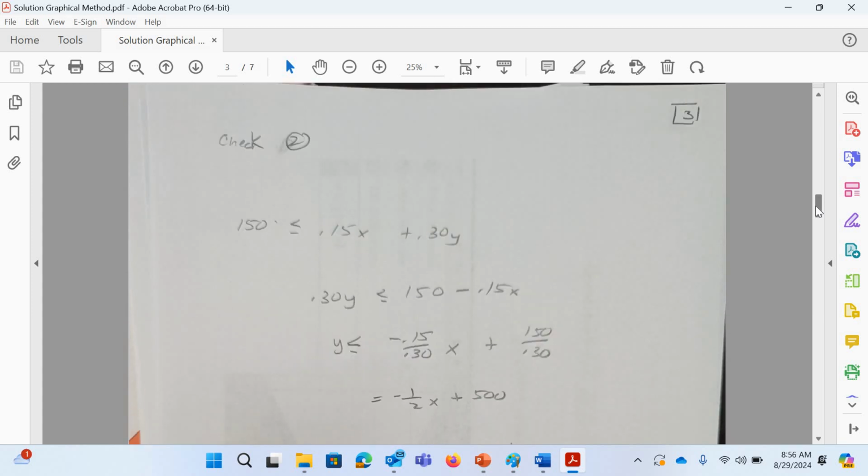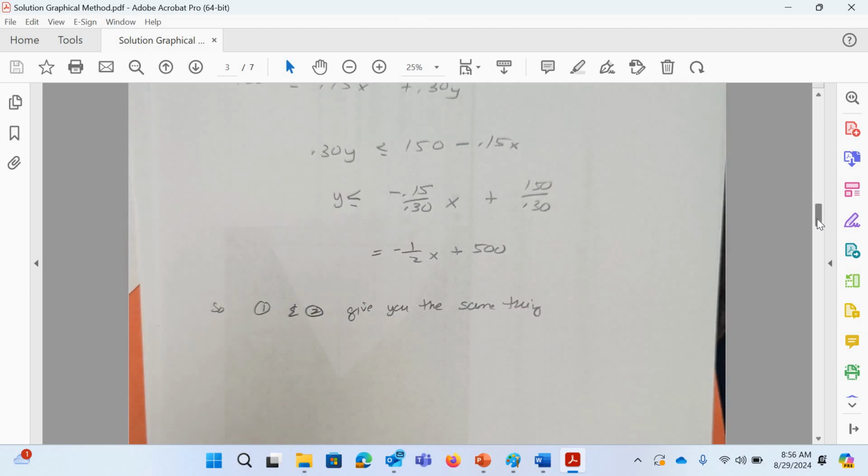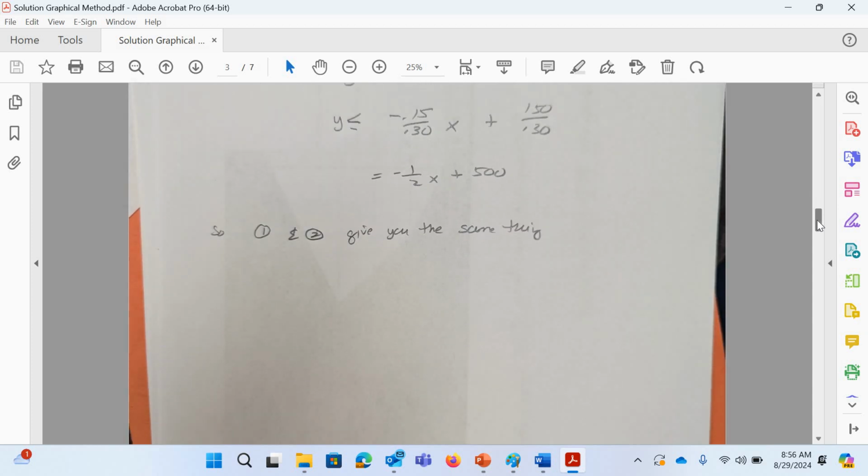So I just checked too, because when I plotted on Desmos, it looked like the same thing. So it was indeed, when I did the algebra, it turned out to be the same thing as number 1. I just want to make sure, because I'm always in doubt of my algebra skills. 1 and 2 are the same thing.